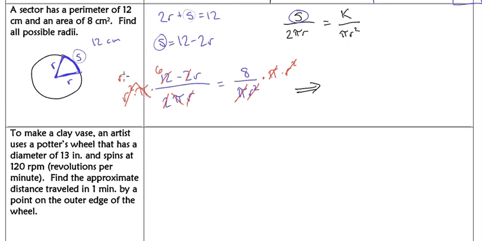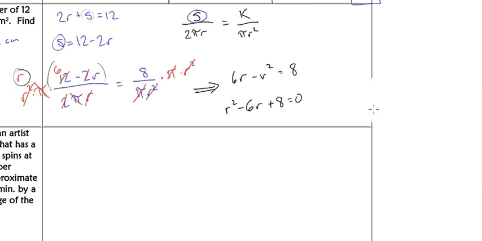That simplifies down to radius times 6 minus r, so that's 6r minus r squared is equal to 8. All right, let's add r squared and subtract 6r from each side to get it equal to 0. So we have radius squared minus 6r plus 8 equals 0. Now we'll factor, giving ourselves a little more room here.